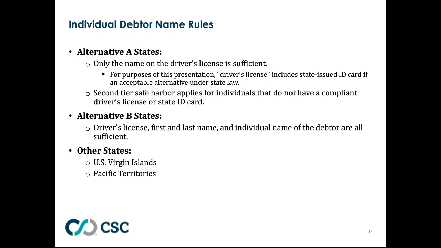So, important thing to understand here is that in Alternative A states, the use of the driver's license is mandatory if they have an unexpired driver's license issued by the state of filing. Now, most of the states that enacted this provision include language that says if they don't have a driver's license, then the state-issued ID card. So the proper way in those states is to look at: do they have a driver's license? If not, do they have a state-issued ID card that's unexpired and issued by the state? And only if they don't have those two, then you go to the second-tier safe harbor.